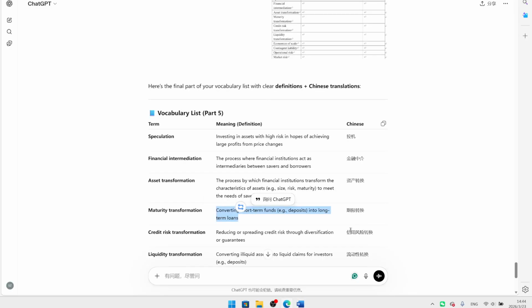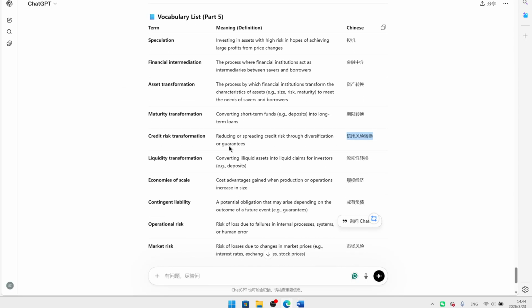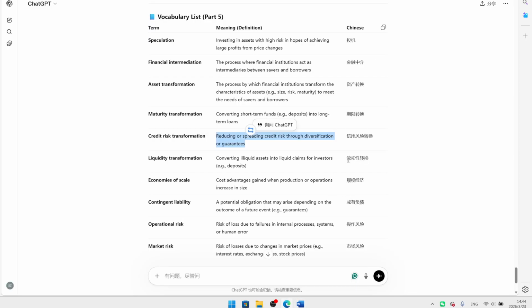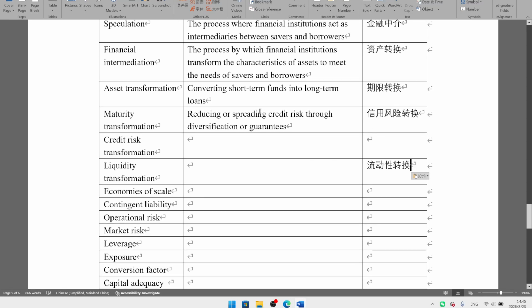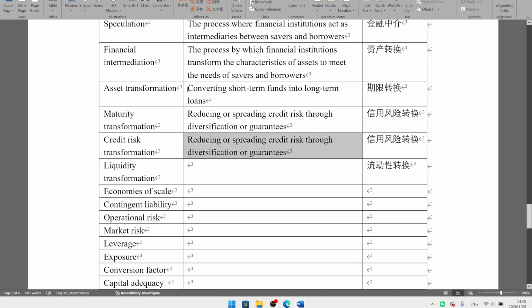Credit risk transformation is reducing or spreading credit risk through diversification or guarantees. Liquidity transformation. Sorry for that. I think this one is here. Maturity transformation is used here.